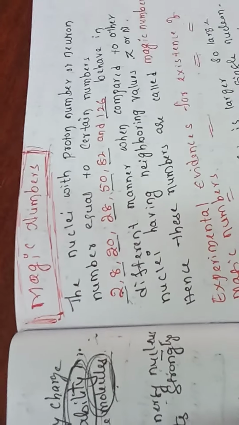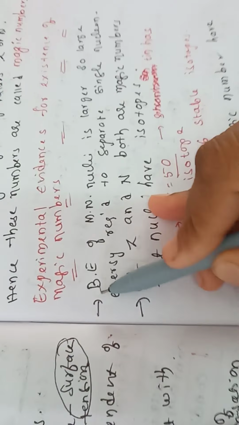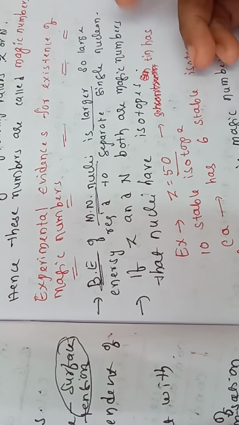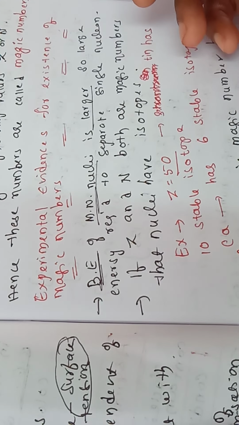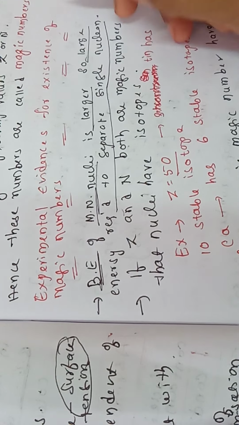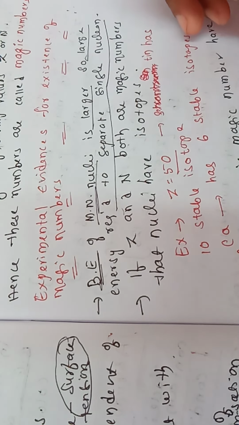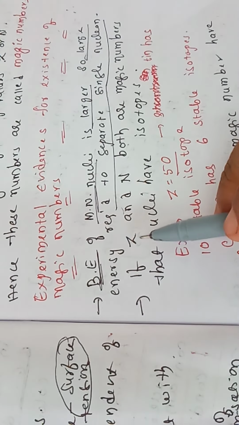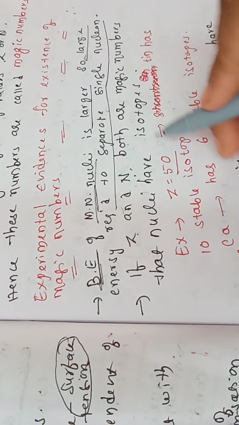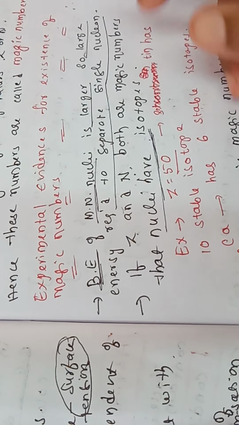Okay. Now let us go to the experimental evidences for the existence of magic numbers. First, the binding energy for magic number nuclei is larger compared to the binding energy of neighboring nuclei. So large energy is required to separate a single nucleon. In the shell model explanation I said it requires nearly million electron volts of energy to separate a nucleon. Now if Z and N, atomic number and neutron number, are both magic numbers, then such nuclei will have a number of isotopes.